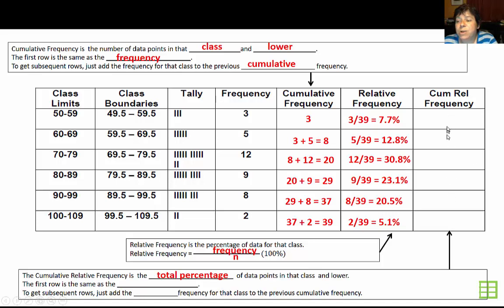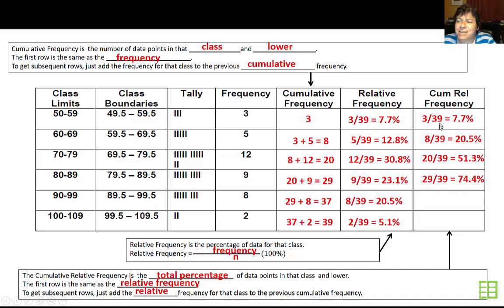And I can check that here when I do what's called the cumulative relative frequency, which is basically the total percentage of data points in that class and lower. Well, the first row is the same as the relative frequency. And to get subsequent rows, I'm just going to add like I did before for the other cumulative. So 7.7 plus 12.8 is 20.5. 20.5 plus 30.8 is 51.3. 51.3 plus 23.1 is 74.4.